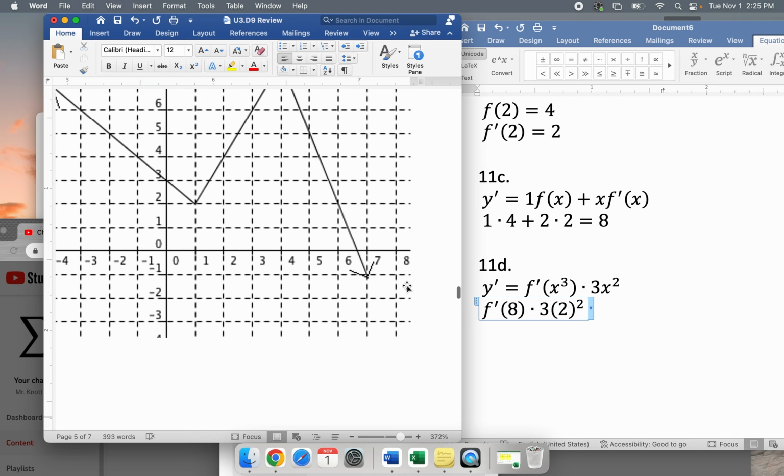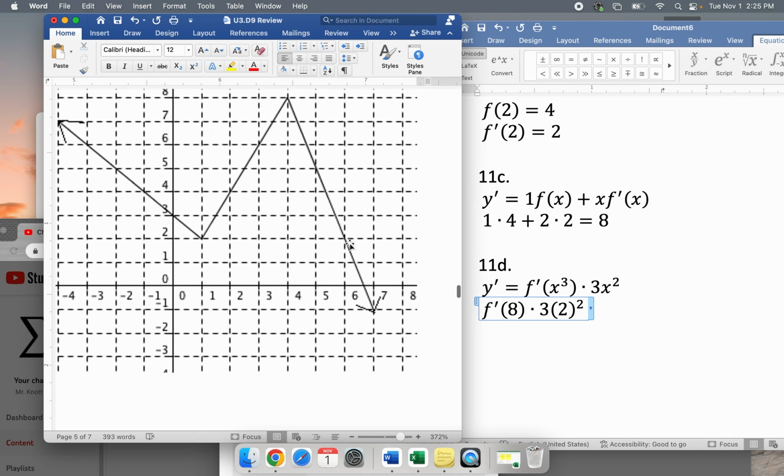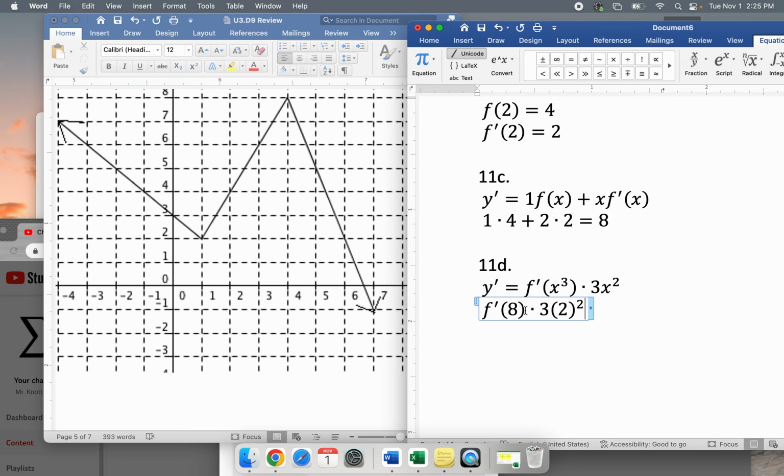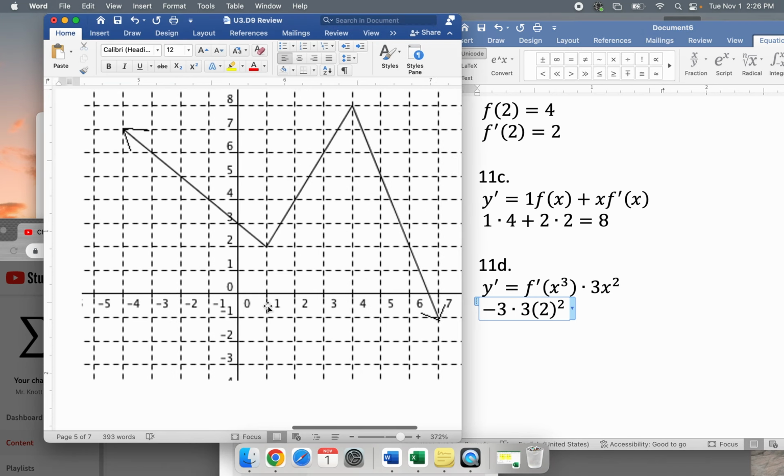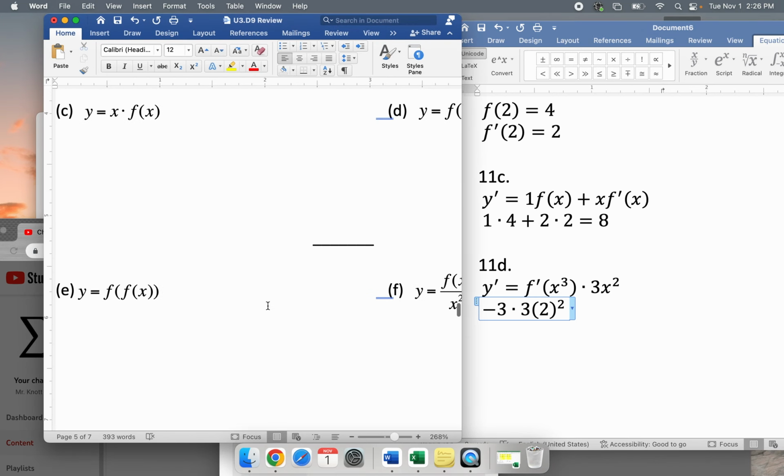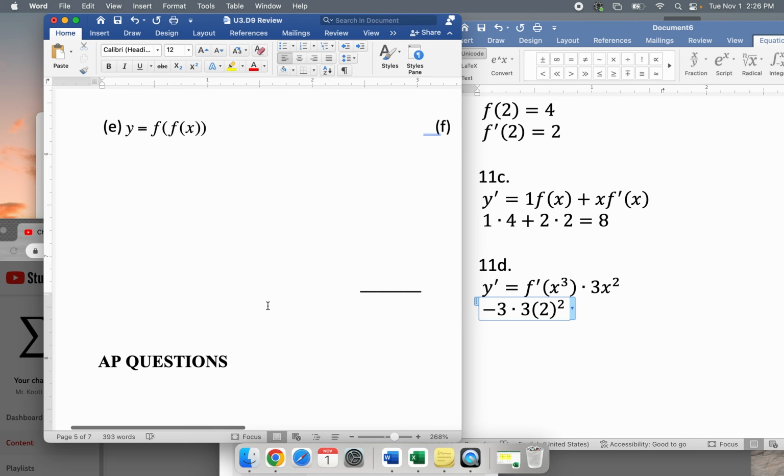Well, I don't know. I'm assuming that this line just keeps going, right? Which means that the slope at 8 is the same as the slope over here because it's just the same line the entire time. And this slope here is -3, so I think that's just -3. So it's -3 times 2 squared, whatever number that is. That's your answer.